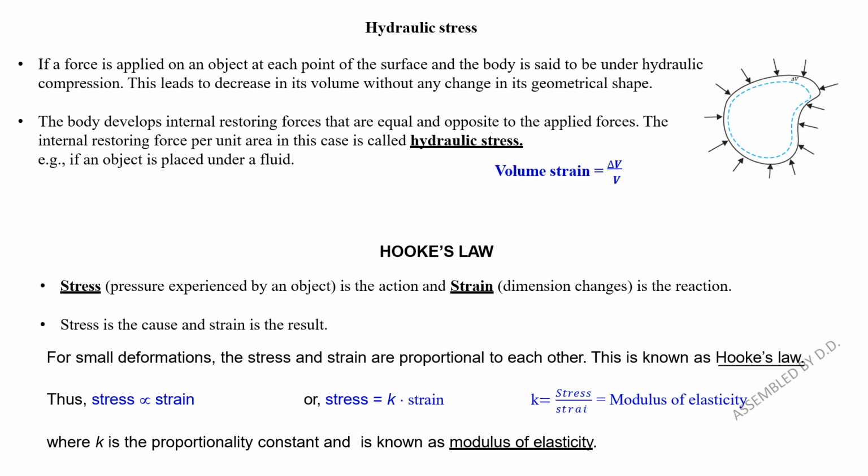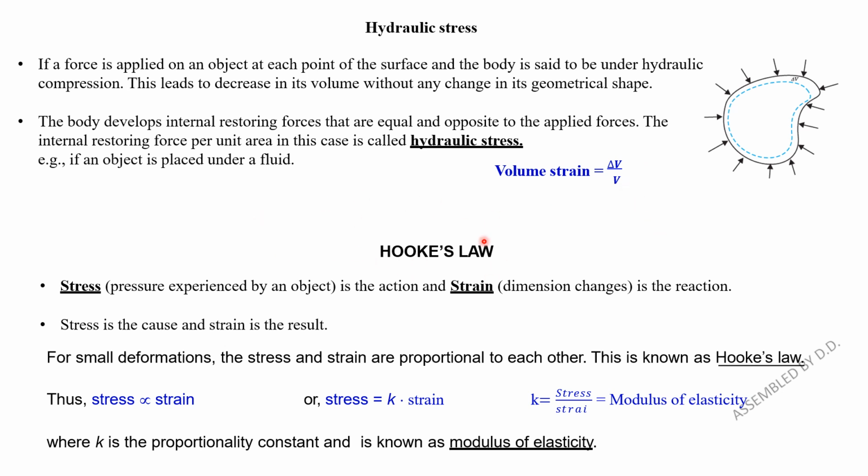Then next one is hydraulic stress. If a force is applied on an object at each point of the surface, the body is said to be under hydraulic compression. This leads to decrease in its volume without any change in its geometrical shape. The body develops internal restoring forces that are equal and opposite to the applied forces. The internal restoring force per unit area, in this case, is called hydraulic stress. So if an object is placed under a fluid, volume strain is equal to delta V by V.